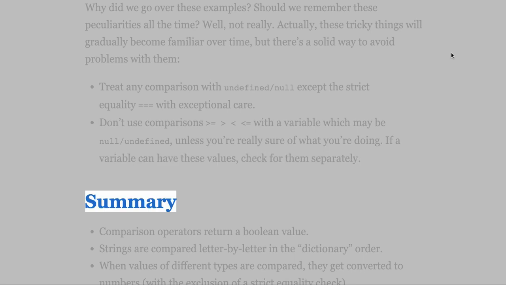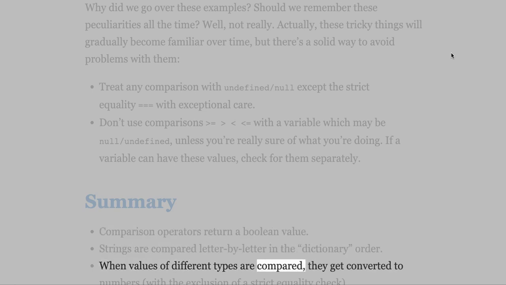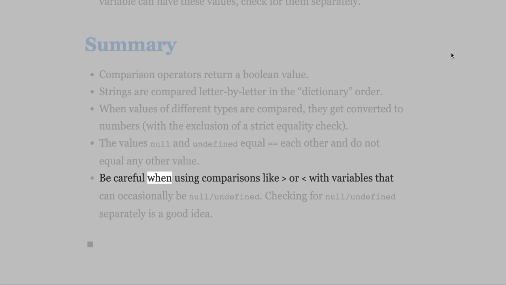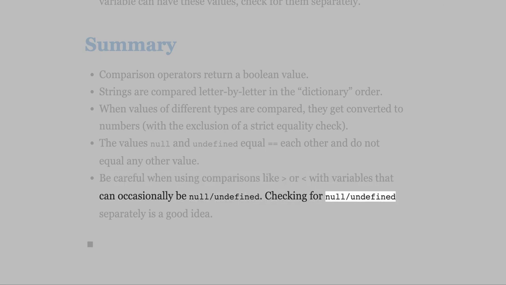Summary. Comparison operators return a Boolean value. Strings are compared letter by letter in the dictionary order. When values of different types are compared, they get converted to numbers, with the exclusion of a strict equality check. The values null and undefined equal each other and do not equal any other value. Be careful when using comparisons like > or < with variables that can occasionally be null or undefined. Checking for null or undefined separately is a good idea.